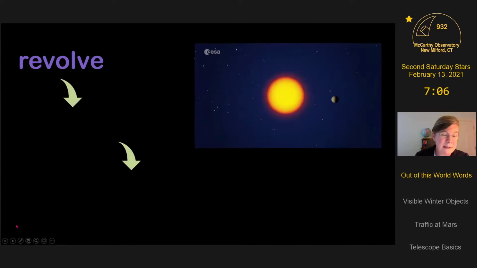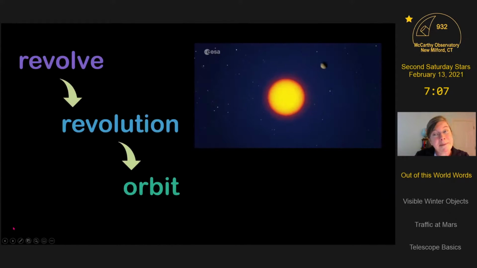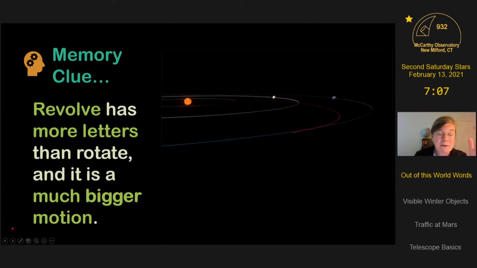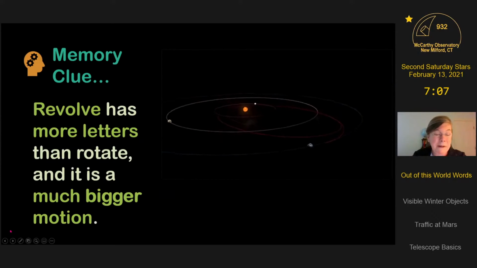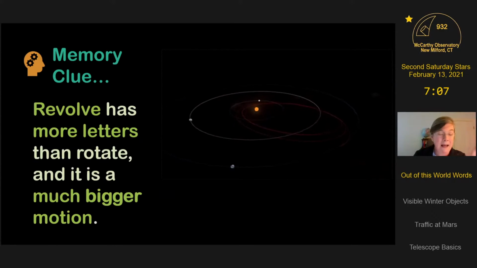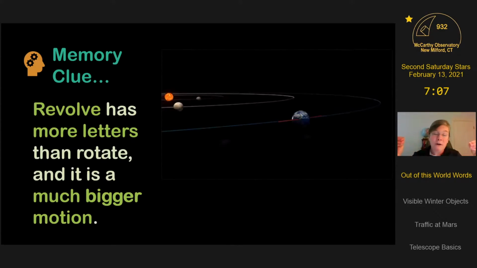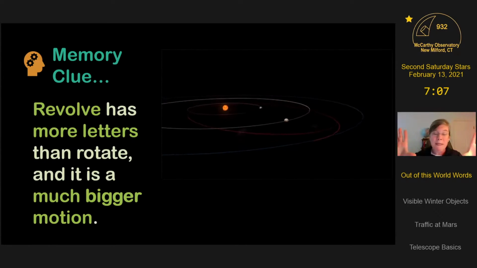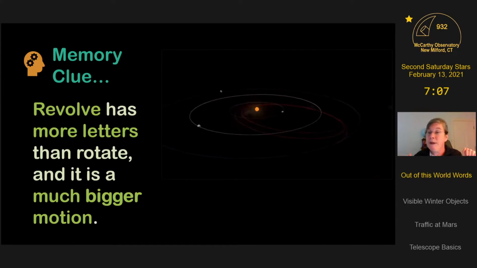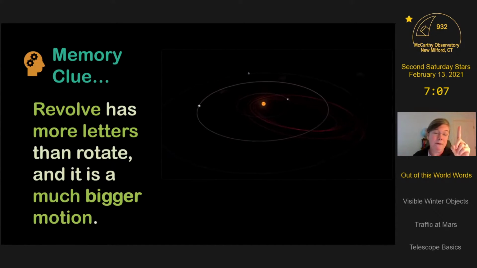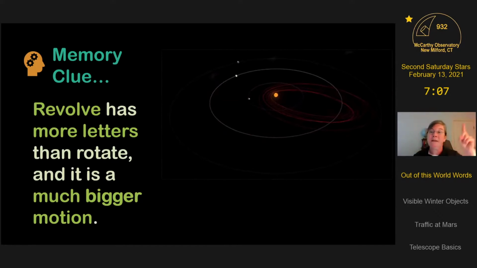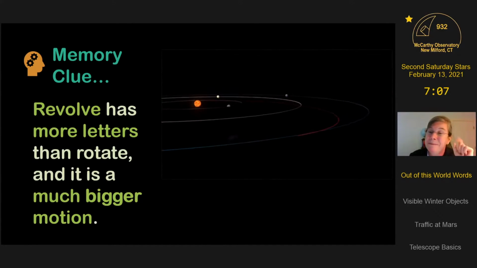Some other words that mean the same or similar to revolve are revolution and orbit. Again, they generally mean the same thing in the space science context. And here's a memory aid to help you remember this word. Remember that revolve has more letters than rotate, and it's usually associated with a longer time frame and larger movements in space than rotate. For example, one revolution of Earth around the sun equals 1 year.